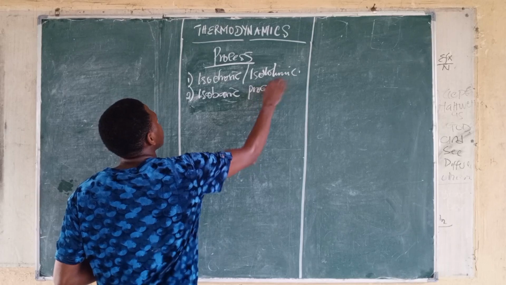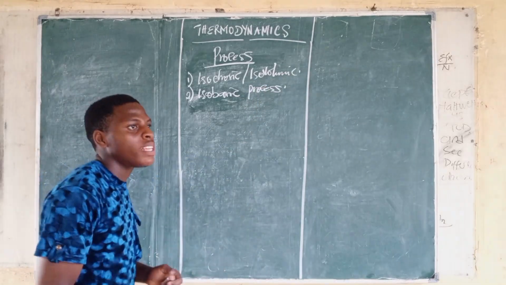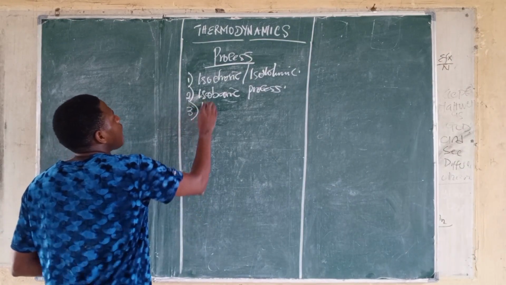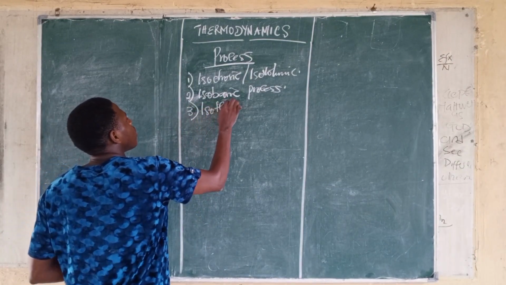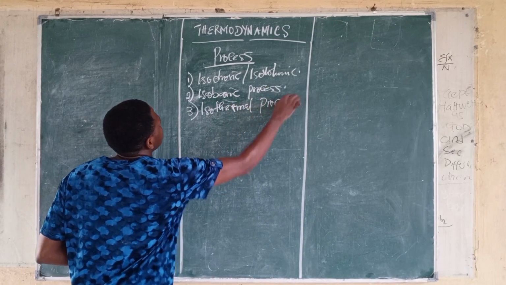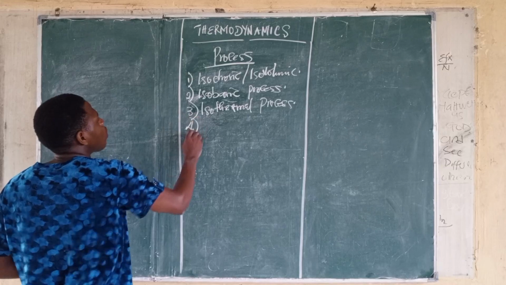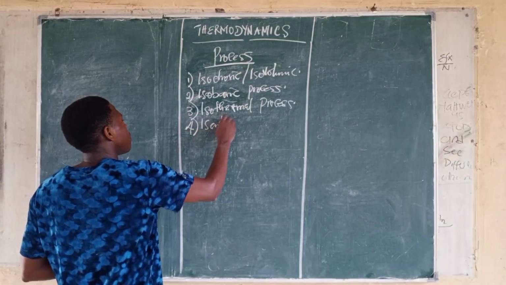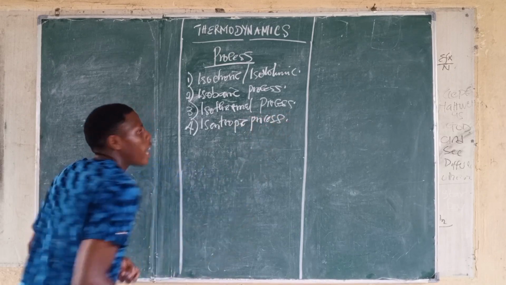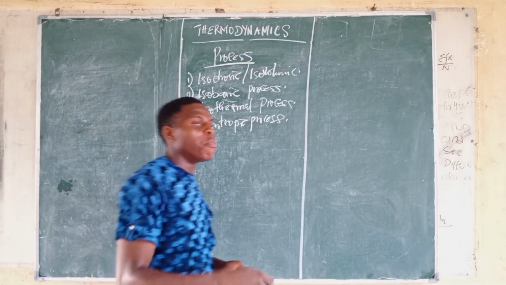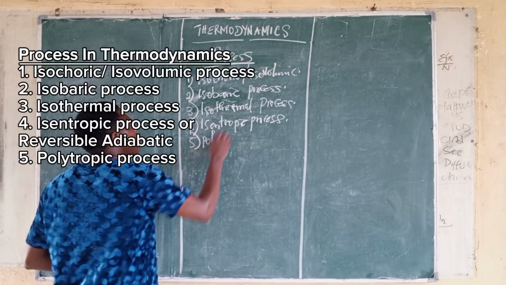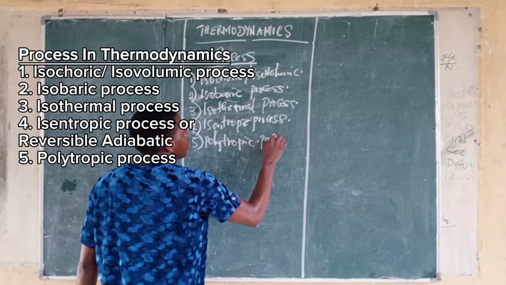Isobaric process. I told you they are specifically 5. The third one is the isothermal process. The fourth one is what we call the isentropic process. While the last one is the polytropic process. So the fifth one is what we call the polytropic process.